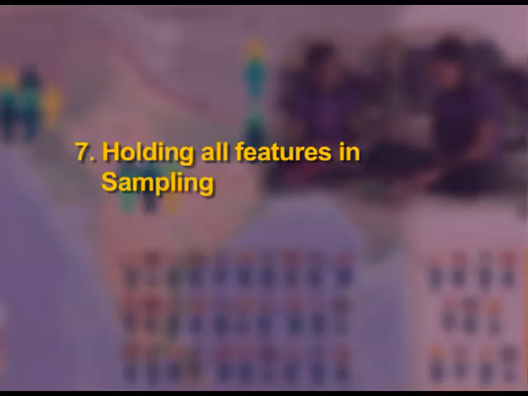Sixth, comprising confidence and reliability. Results can be applied to the universe in general with a reasonable level of confidence and reliability. Seventh, holding all features in sampling. Sampling must have all the characteristics which are present in the population.